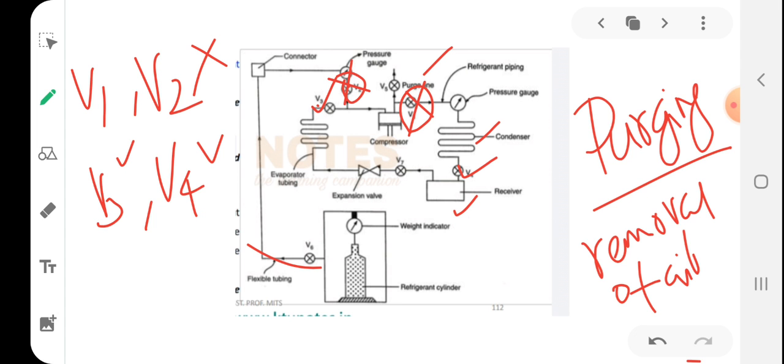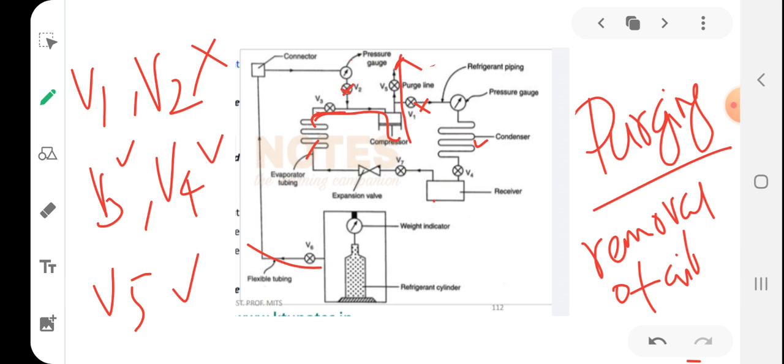Now start the compressor. So what happens if the compressor is started? There is no refrigerant as of now, only air. Since V2 and V1 are closed, if any air is present in the condenser, receiver or evaporator, since V3 is open and the compressor is working, the air will move to the compressor, and from the compressor output it will get rejected through the purge line, because this purge line valve V5 should be open.